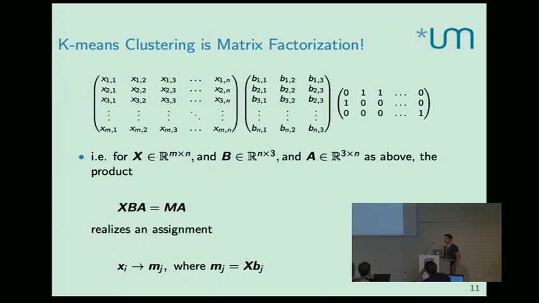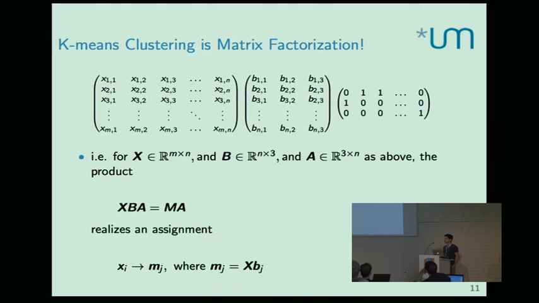So why is k-means clustering matrix factorization? Let's have a look at this schematic view of it. Here you have the coefficient vectors H, labeled here A. What you see here is that in each column you have all zeros, and just one of the entries is 1. So what does that mean?